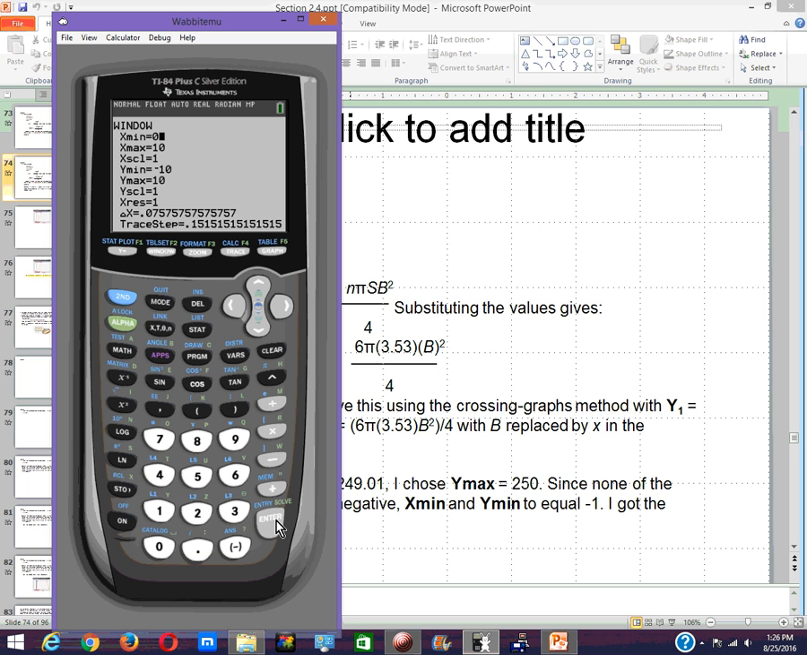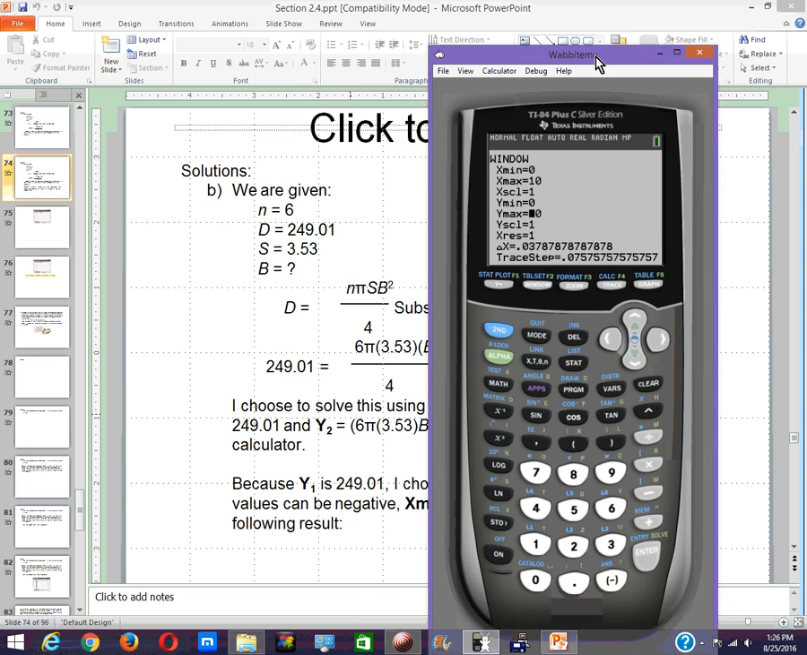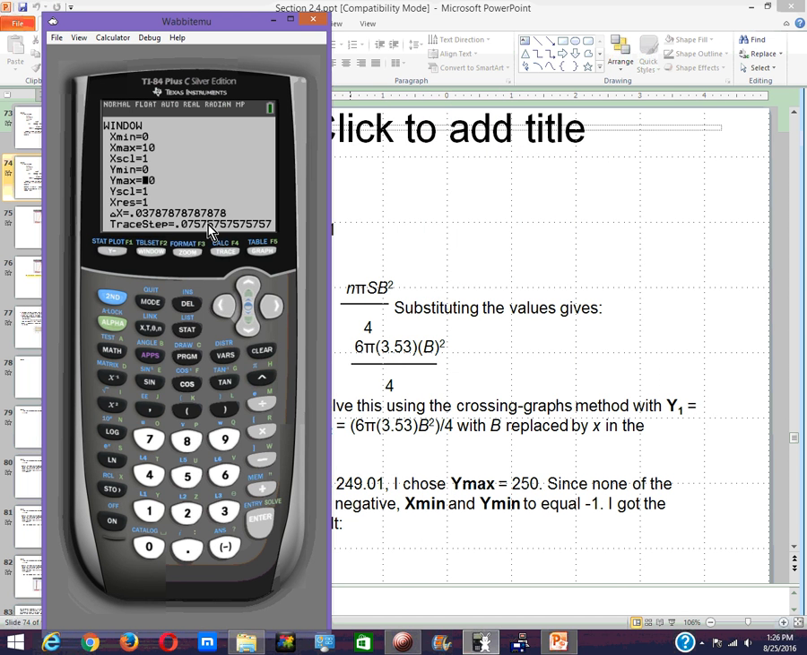I'll keep x max what it is just to see what happens. Keep the x what it is. Y min will be 0. And my y max, I said I was going up to what, 250? Yeah, 250. Right there. Okay, and then second calc, crossing, so choice 5.